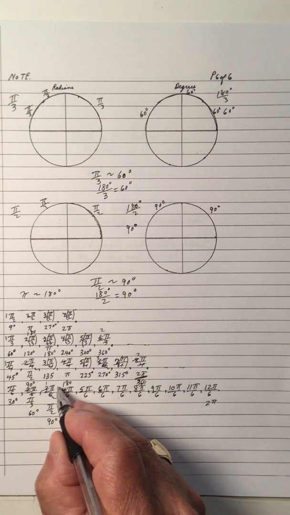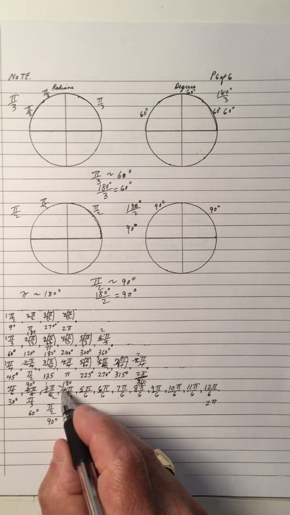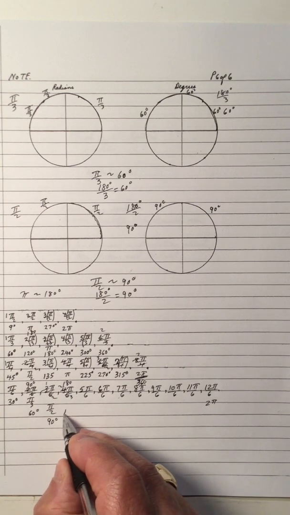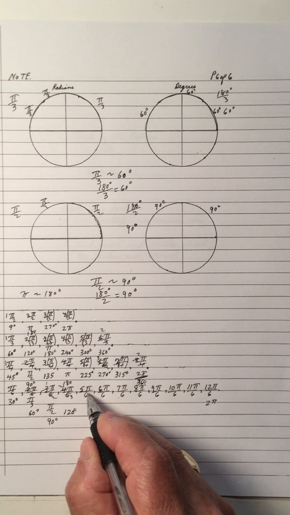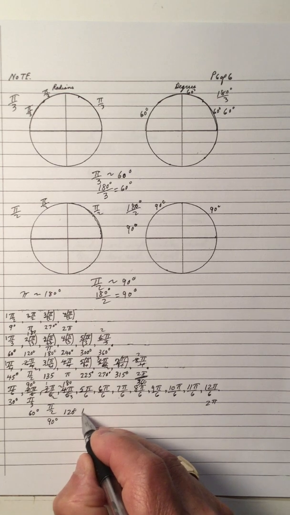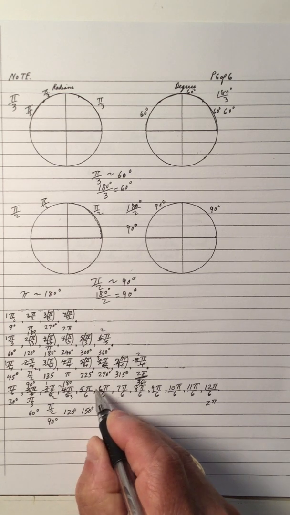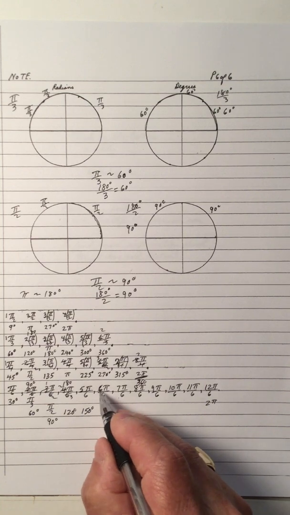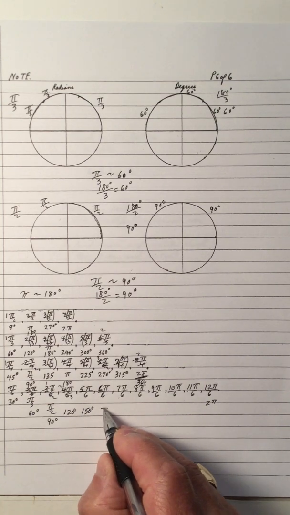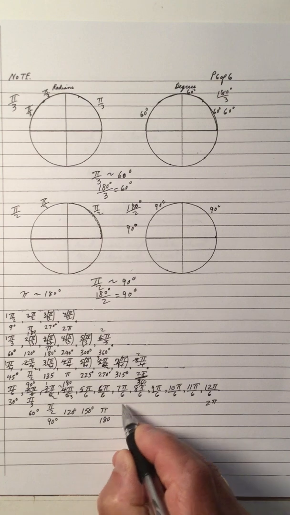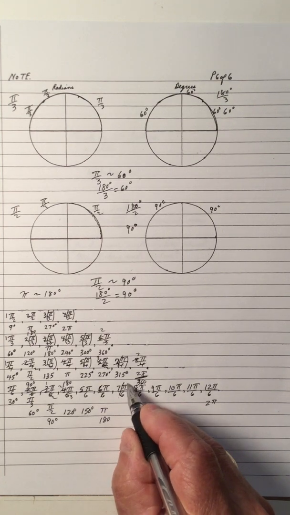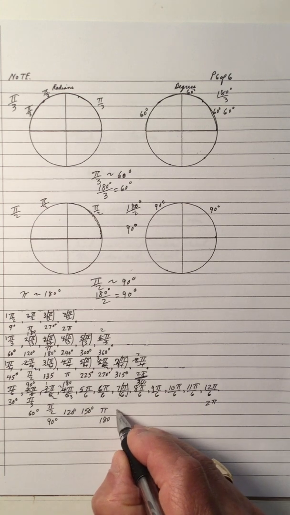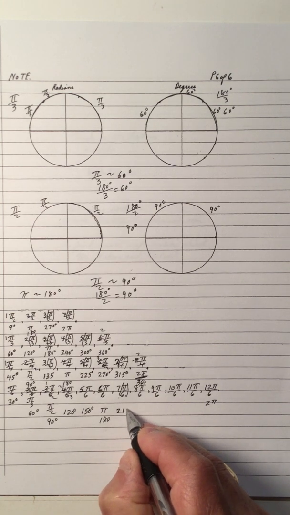4 pi over 6 is 2 pi over 3. That's 2 times 60, that's 120. 5 pi over 6 can't reduce down, so pi over 6 is 30. 30 times 5 is 150. 6 pi over 6 reduces to pi, which is 180. 7 pi over 6 can't reduce, so notice pi over 6 is 30. 7 times 30 is 210.